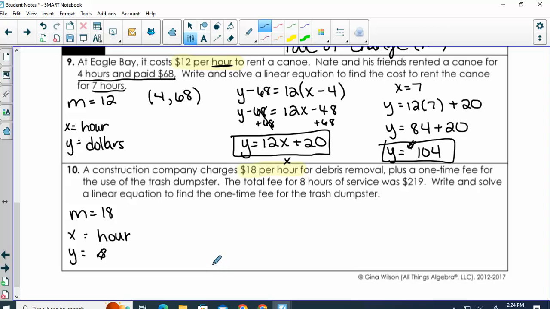So now I know my slope, and I know how to set up my ordered pairs. The X has to be the number of hours, the Y has to be the cost. Alright. So then it says they charge $18 per hour for debris removal plus a one-time fee for the use of the trash dumpster. The total fee for 8 hours of service was $219. So what do I do with that?